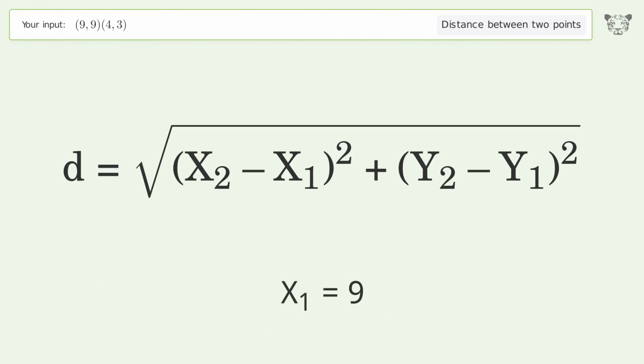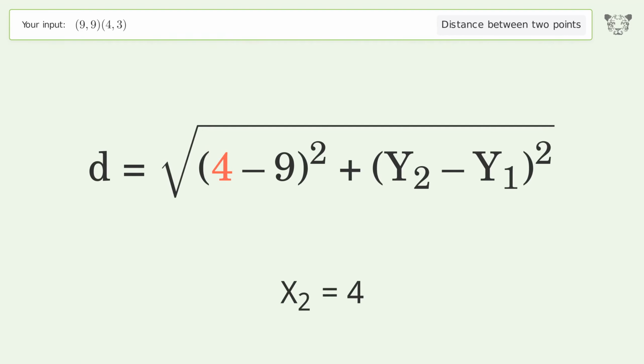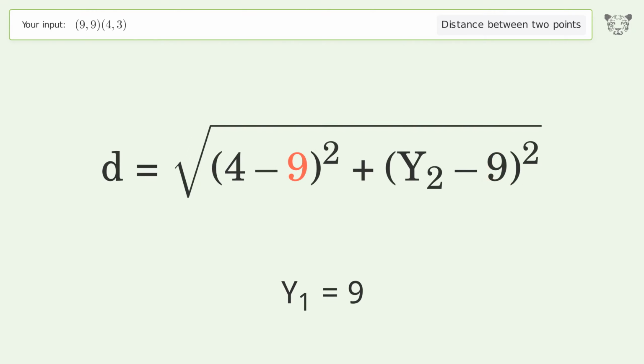x1 equals 9. x2 equals 4. y1 equals 9. y2 equals 3.